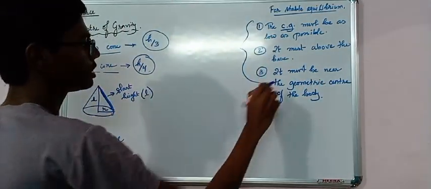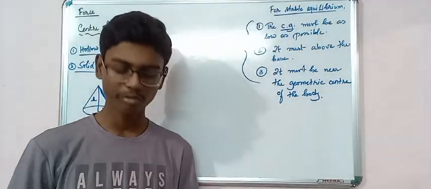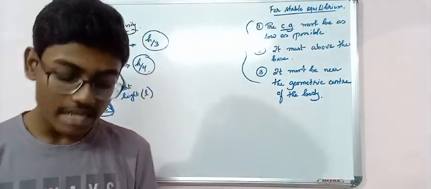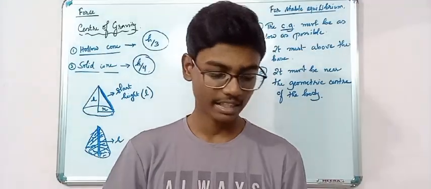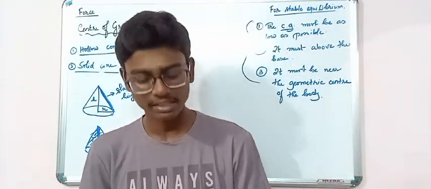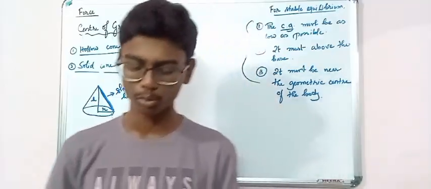So we have to know these 3 points. Fine. This was all about center of gravity. Now we come to centripetal and centrifugal forces. Now the chapter, the exercise is termed as uniform circular motion.